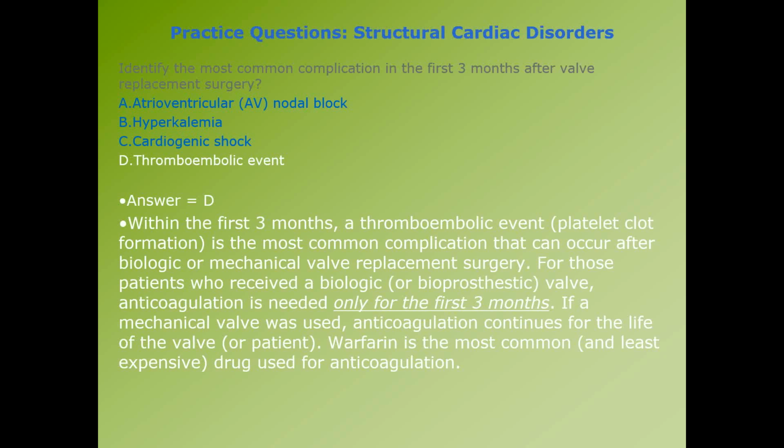There is a tendency for platelets to clump, and there can be clotting, and so regardless of the type of valve, anticoagulants must be given in the first 3 months. If it's a biologic valve, that's all that's needed. They just take anticoagulants for the first 3 months and then they're good to go. They don't need anticoagulation after that. Whereas with a mechanical valve, anticoagulation must be used for the life of the patient and/or the life of the valve.